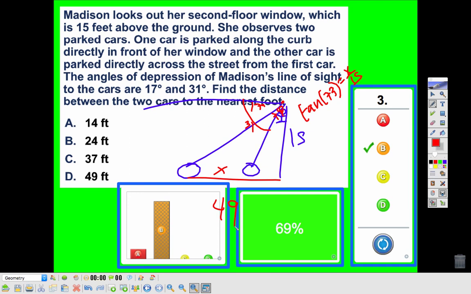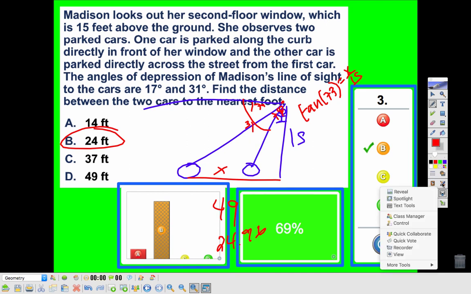Okay? And then what am I going to do for the second degree? You're going to do the same thing, but with 90 minus 31. So instead of 73, we're going to do 59. So it's going to be 15 tangent of 59, which turns out to be 24.96. So then 49 minus 24.96 equals 24.